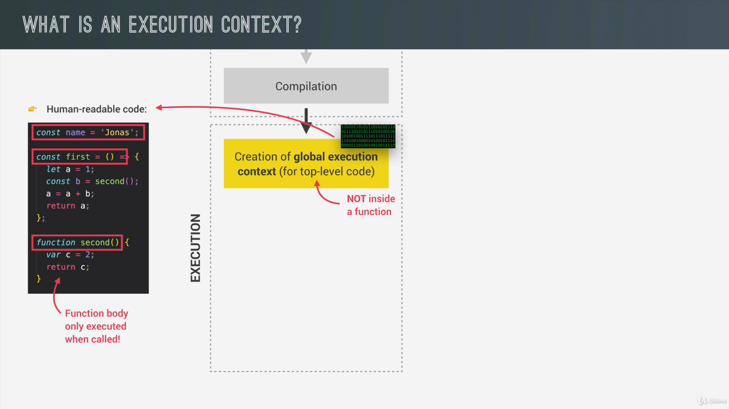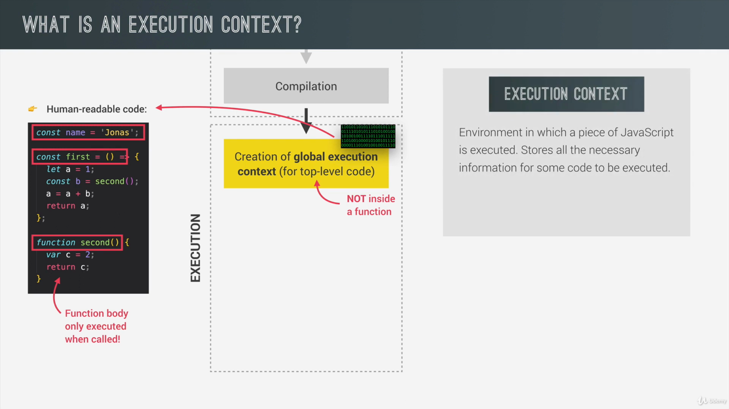Okay, so we know that a global execution context is created for top-level code. But now, what exactly is an execution context? Well, an execution context is an abstract concept, but I define it basically as an environment in which a piece of JavaScript is executed. It's like a box that stores all the necessary information for some code to be executed, such as local variables or arguments passed into a function. So JavaScript code always runs inside an execution context.